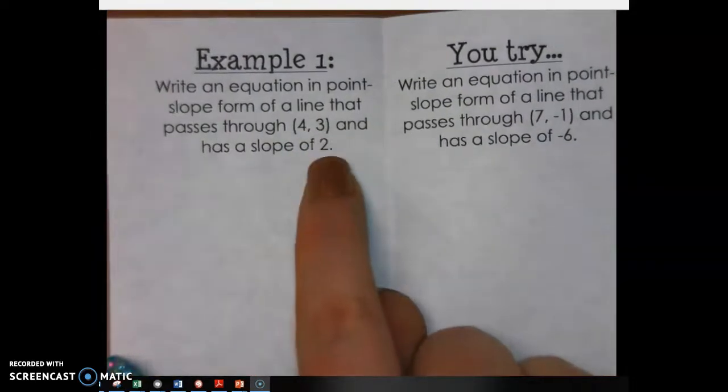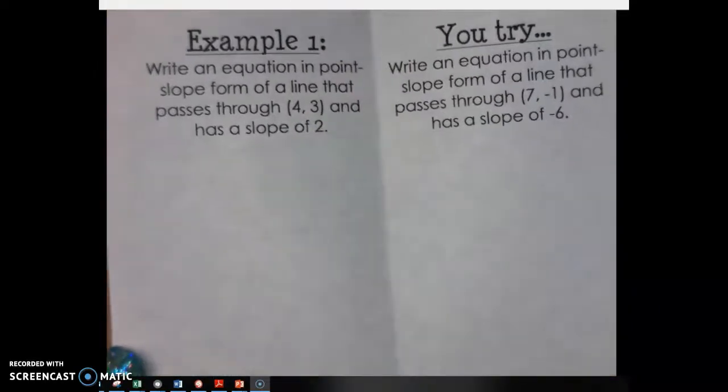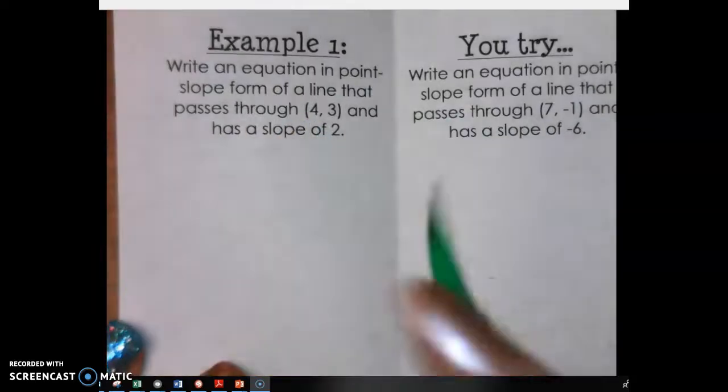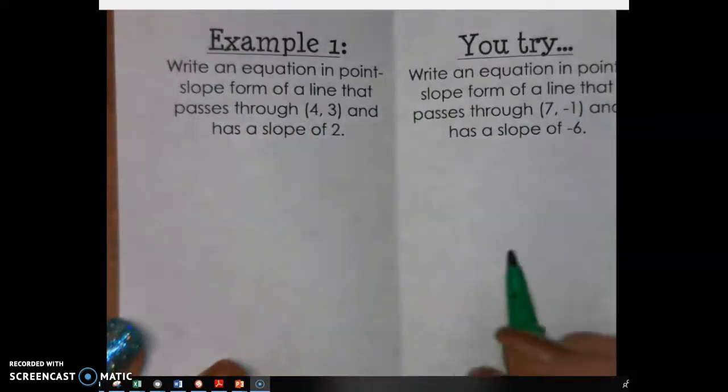So I know some of you were trying to do this in slope intercept and you just couldn't seem to wrap your brains around it. Well, that's okay, okay? So let's take a look here.